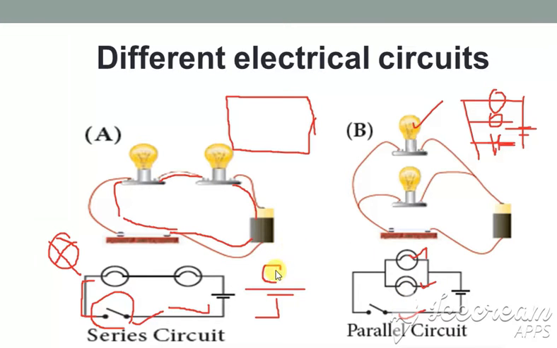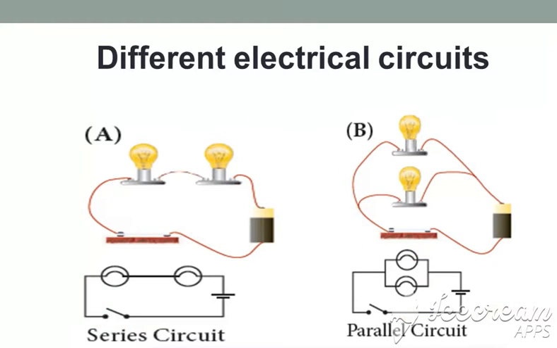In this one, if we see here, the current will be the same because it is flowing along all the directions. But here the current will not be the same. What will be the same is the potential difference, in this circuit. Clear? So we'll just see this series and parallel circuit.